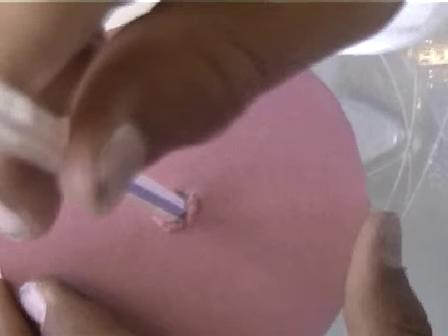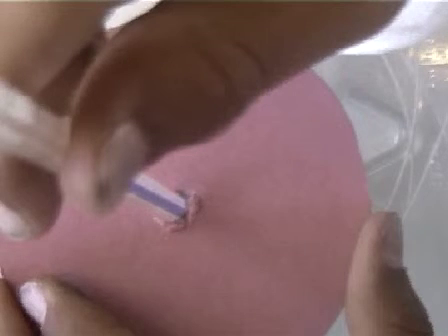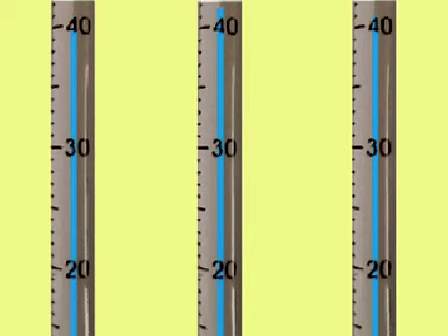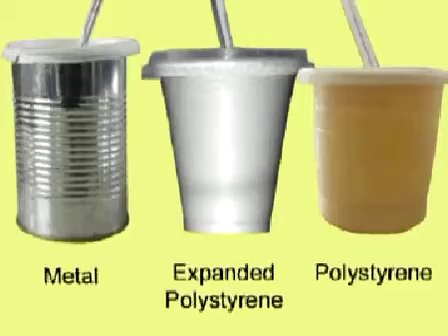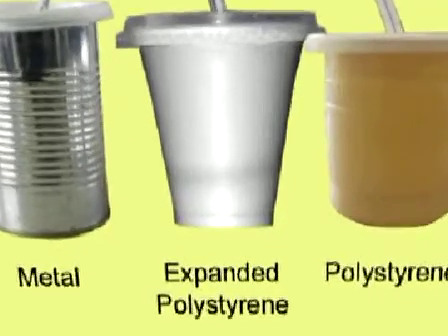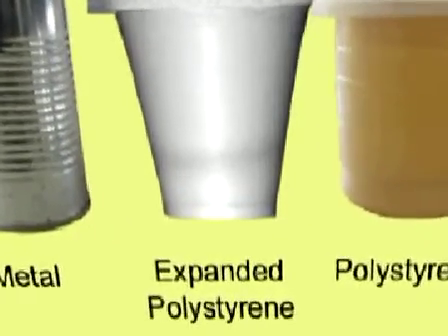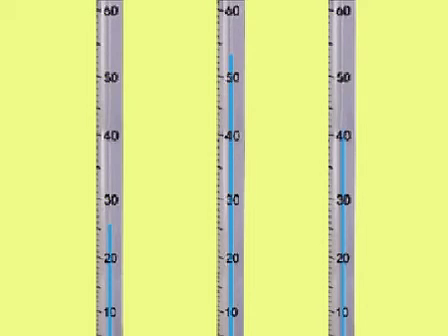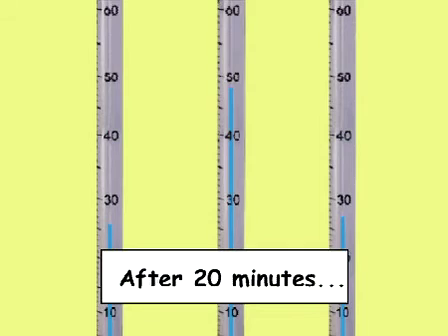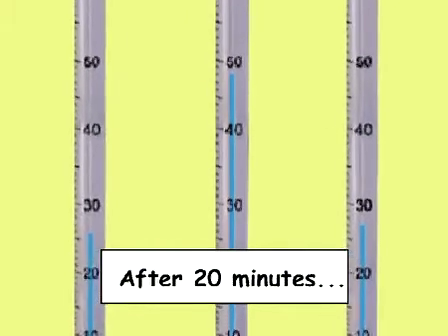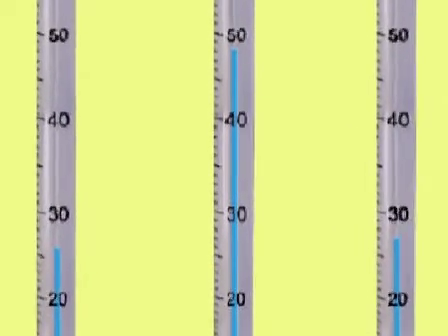Wow, the expanded polystyrene is doing well. The metal can is losing heat much quicker. The expanded polystyrene has spaces for air. I wonder if that's why it's a good insulator. Expanded polystyrene is a winner! Yay!